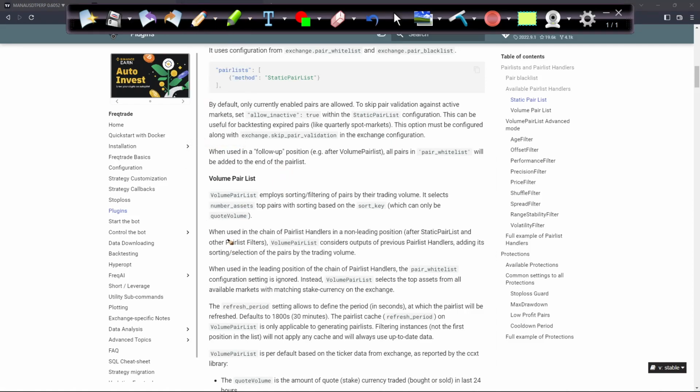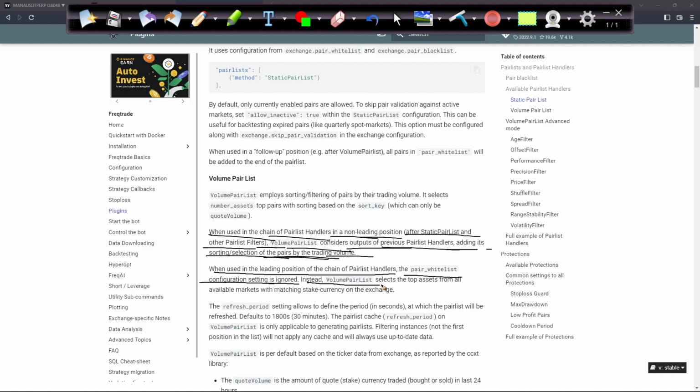So when used in a chain of pair list handlers in a non-leading position after static pair list and other pair list filters, volume pair list considers the output of previous pair list handlers, adding its sorting selection of the pairs by the trading volume. Now when used in the leading position of the chain of pair list handlers, the pair whitelist configuration setting is ignored. Instead, volume pair list selects the top assets from all available markets with matching stake currency on the exchange.